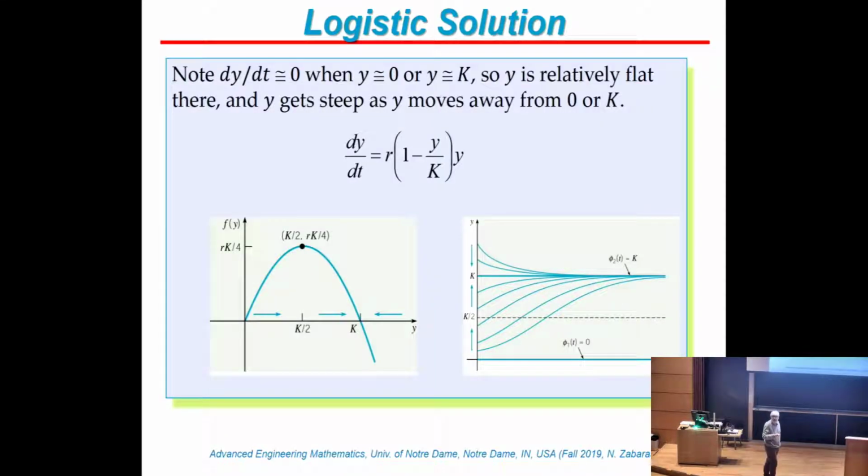We didn't really solve any equation. We just argued by looking at the slope of f of y that up to k over 2 it's convex, and then becomes concave. Because remember, we're interested in the solution y, all right? And dy over dt is f of y. Actually, this is what I have done.